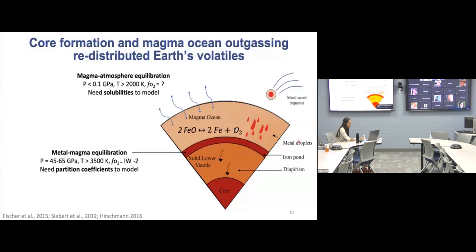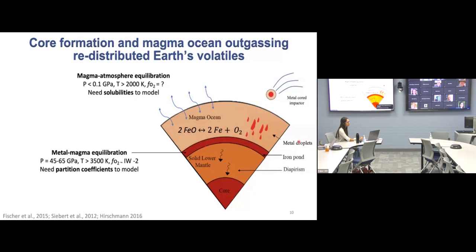So my colleagues and I, as I mentioned earlier, collected the partition coefficients and the solubilities of the 4 highly volatile elements. And that is most of the work that I will present to you in this talk. So first I will present the partition coefficients and then the solubilities.